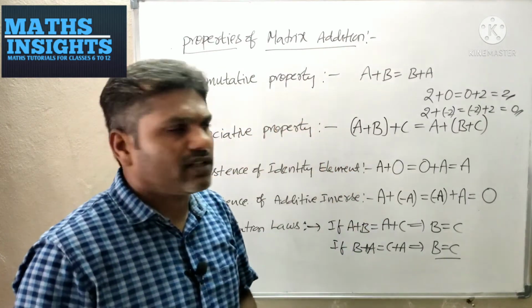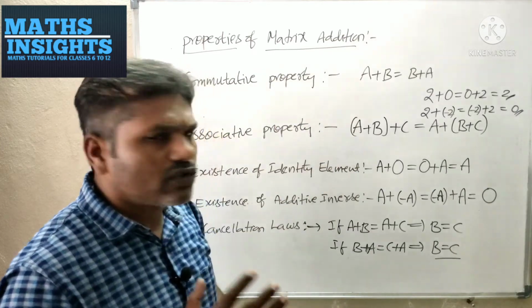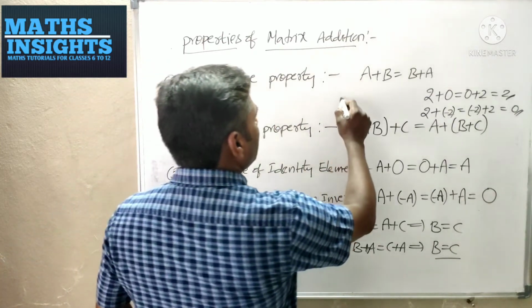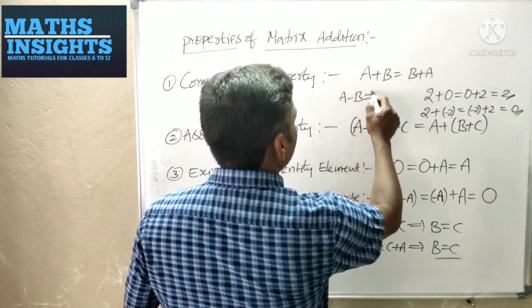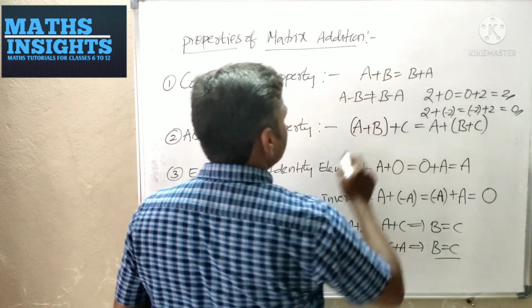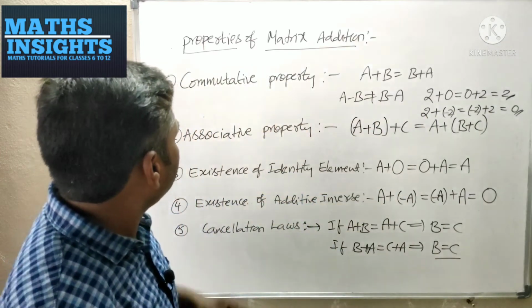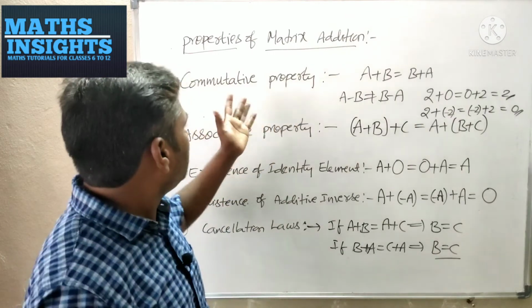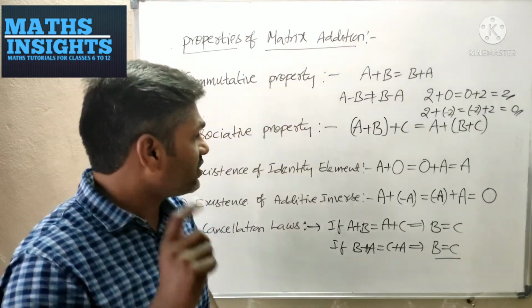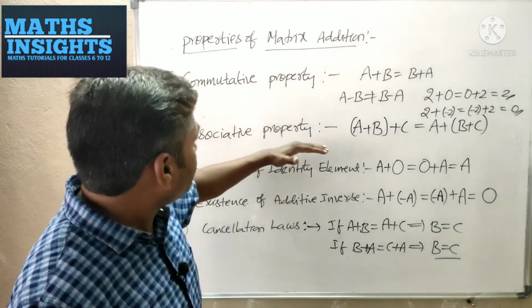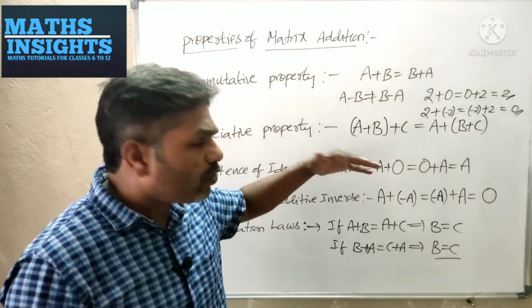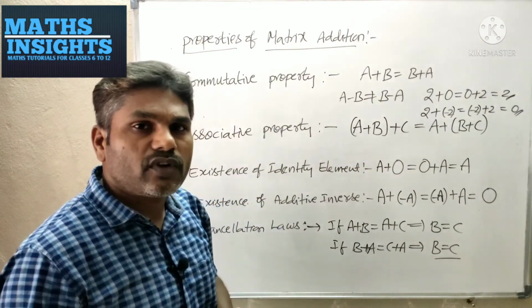Coming to subtraction, since A plus B is equal to B plus A, but A minus B is not equal to B minus A, that means subtraction of matrices will not follow the commutative property. Similarly, the associative property also will not hold good for subtraction of matrices.